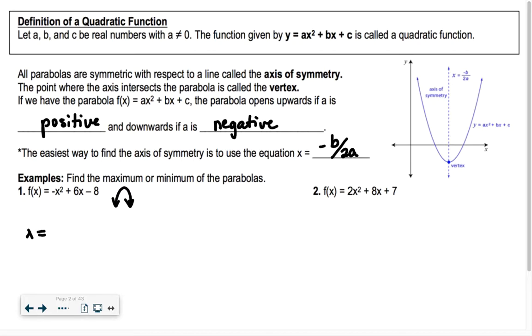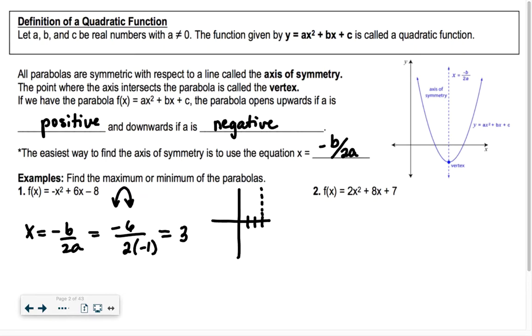So if I do x equals negative b over 2a, I get negative 6 divided by 2 times negative 1, so I get x equals 3. So that's like the dotted line that we're going to fold our parabola over on. And we know it goes downwards, but we don't know where it's located on that line. Is it right here? Is it here? Is it on the axis? I don't know. So that's when we have to find the actual vertex, right?